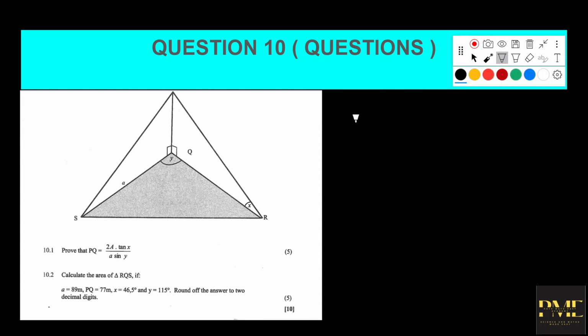Prove that PQ is equal to 2a tan x all over a sine y. Okay, right, cool. So guys, I've just got to say this.